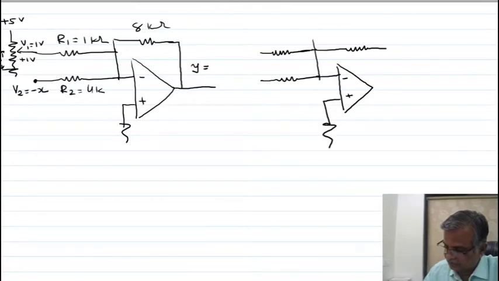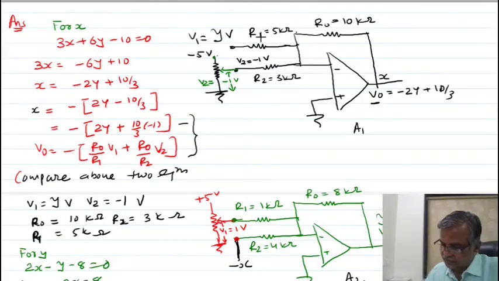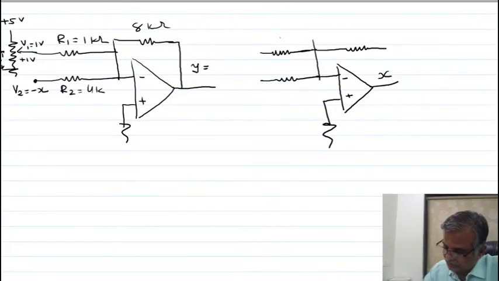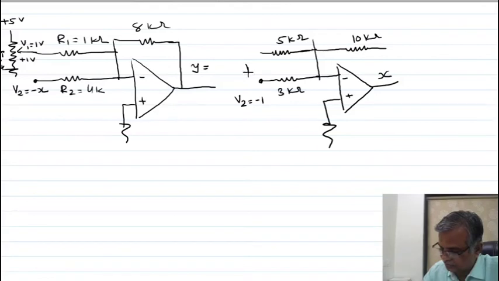This is a ground line. Here you will get X. See here, 5K. This is your 3K and 10K: 5, 3 and 10. This is a 3 kilo ohm, this is a 10 kilo ohm. And this is your V2, which you have set to minus 1 by adjusting this.